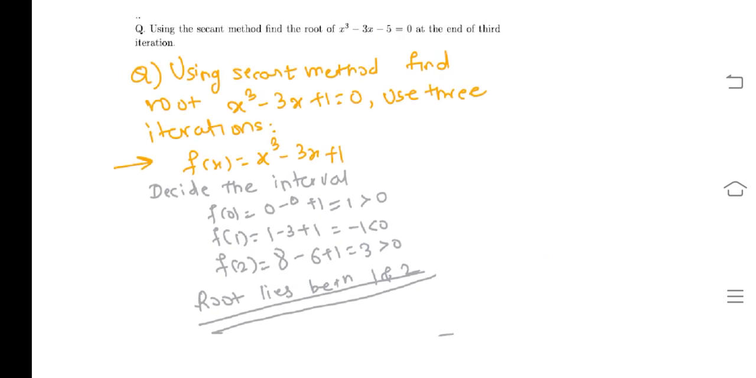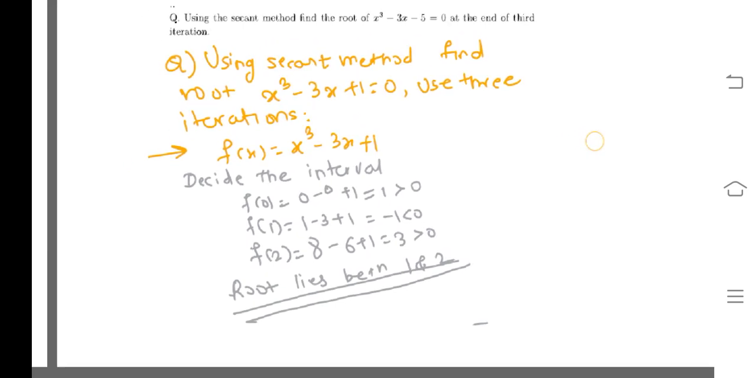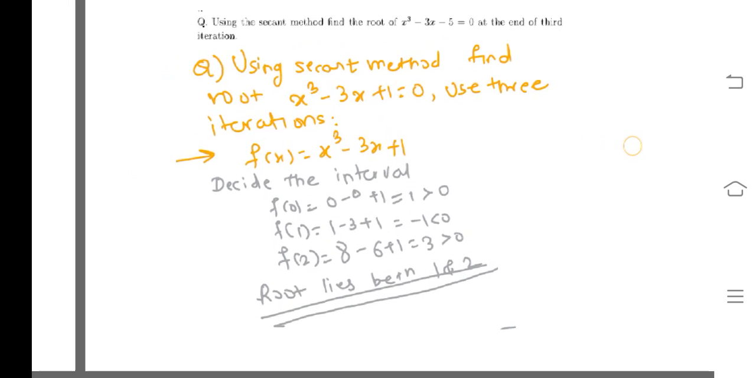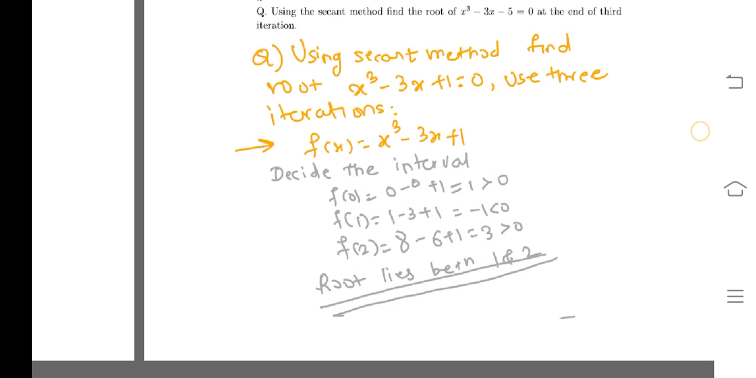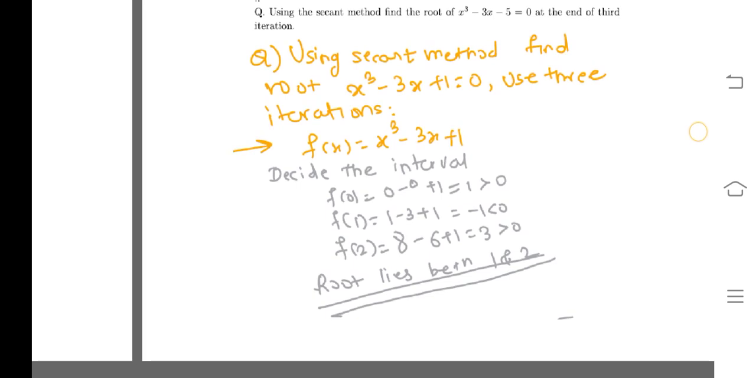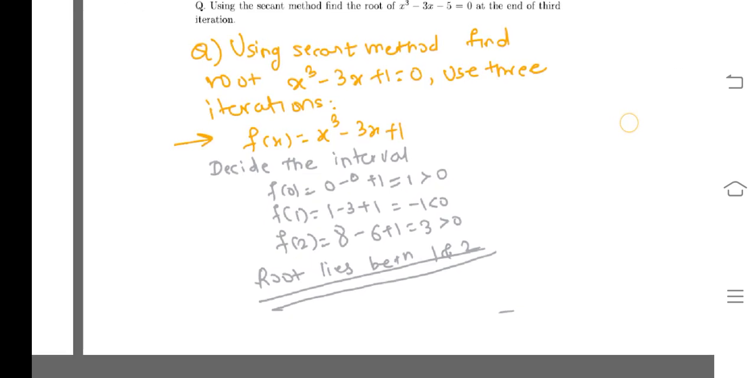Now we want to decide the interval. So start with f(0). f(0) is 1, greater than 0. f(1) is minus 1, less than 0. f(2) is 3, greater than 0. So the root will lie between 1 and 2, or it will lie between 0 and 1. We will choose the interval 1 to 2.